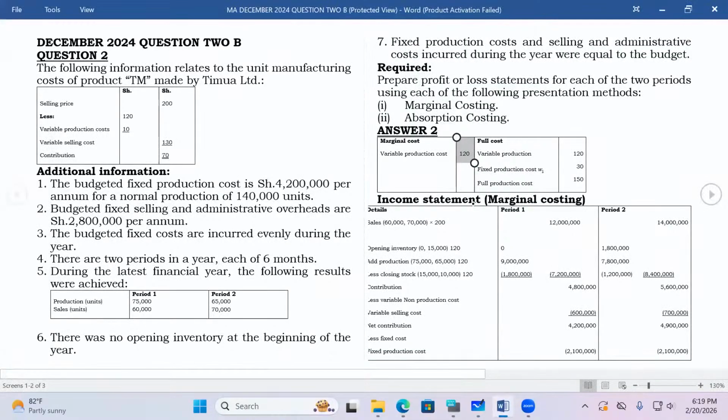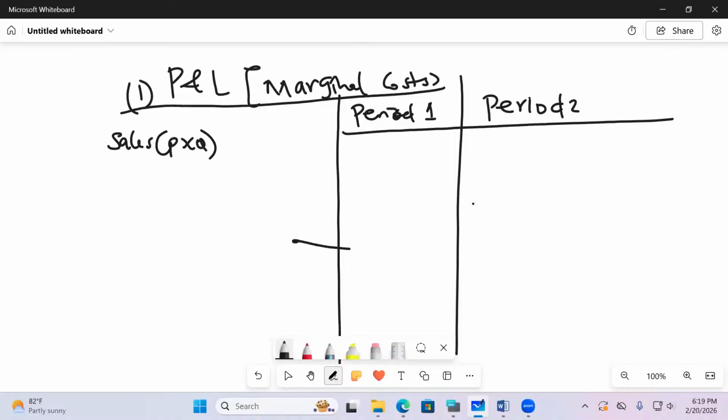If you look at these notes, you can see here the following information relates to the manufacturing costs of 1 unit of product TM made by Timua. And you can see the selling price given there is 200. Now, ladies and gentlemen, this is where we are. So I can talk of price times quantity or quantity times price.